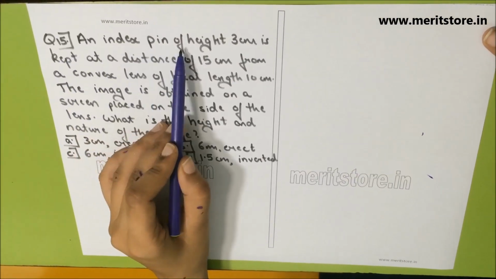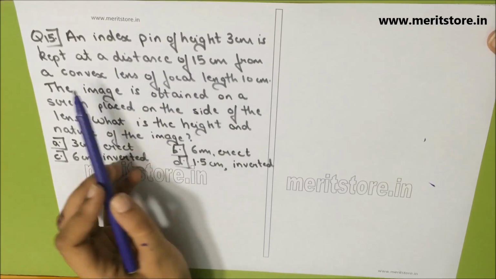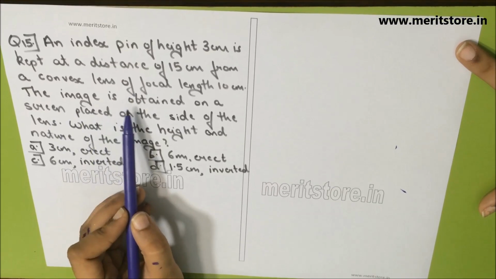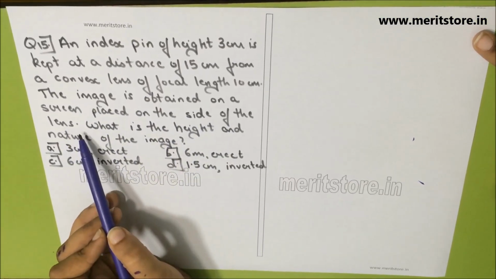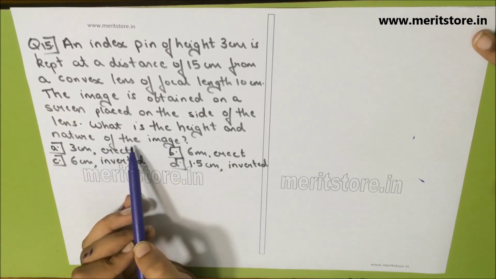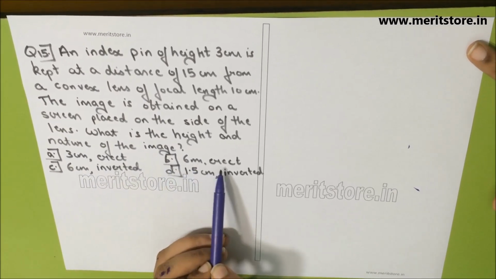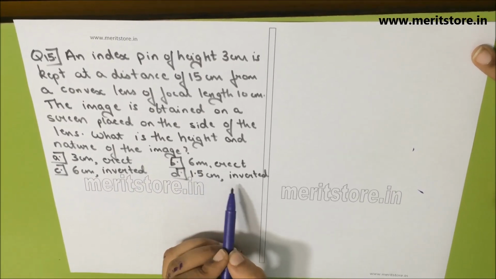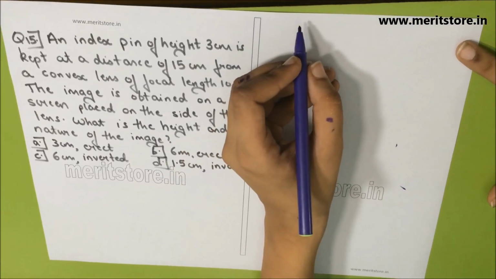Question 15. An index pin of height 3 cm is kept at a distance of 15 cm from a convex lens of focal length 10 cm. The image is obtained on a screen placed on the other side of the lens. What is the height and nature of the image? A. 3 cm erect, B. 6 cm erect, C. 6 cm inverted, D. 1.5 cm inverted.